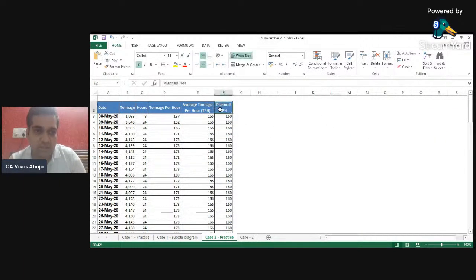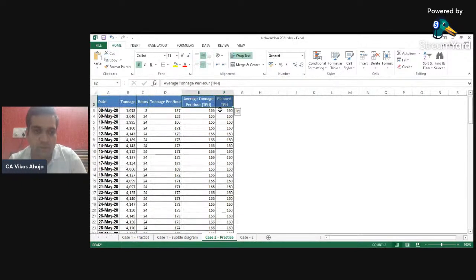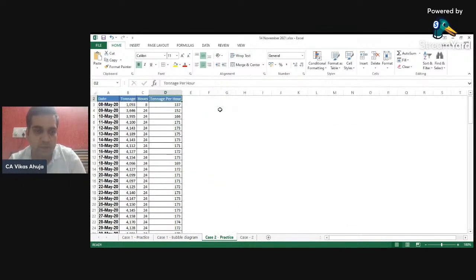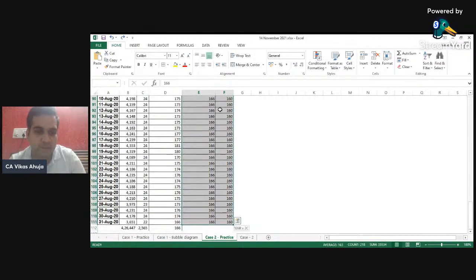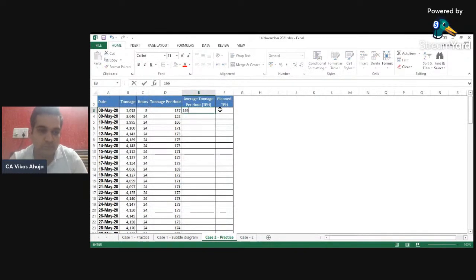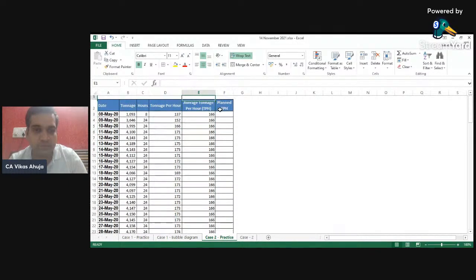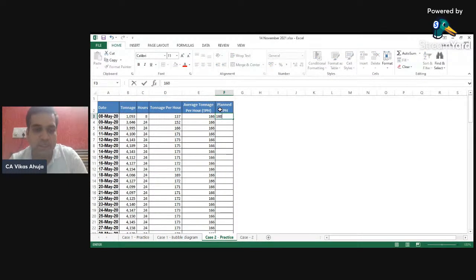So this is the data. This is the tonnage we had. Tonnage per hour is the average that we calculated. I'll remove this as well so that I do it completely from the beginning. So we did a total of the hours, then calculated the average. This is the average tonnage per hour we kept here, and we kept 160.